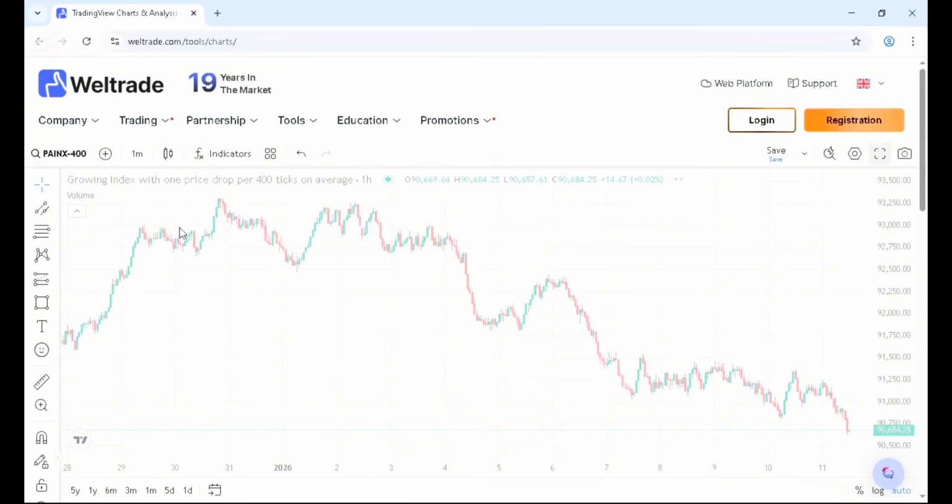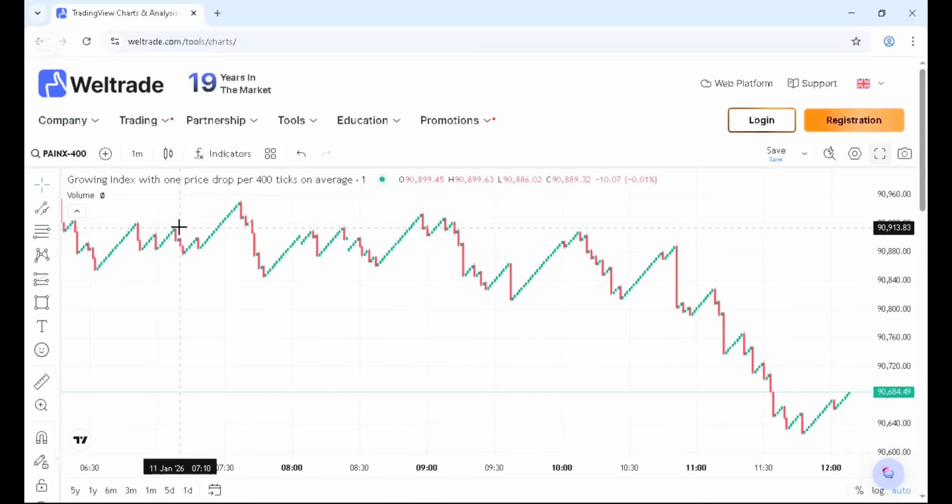So these are the simple strategies that you can use when you want to trade Pain X400, Gain X400 and 600. So I want you to try these strategies and tell me whether it works or not. I'm going to upload more and more strategies so that you can see the strategies that you can use to enter your trades. Thank you.